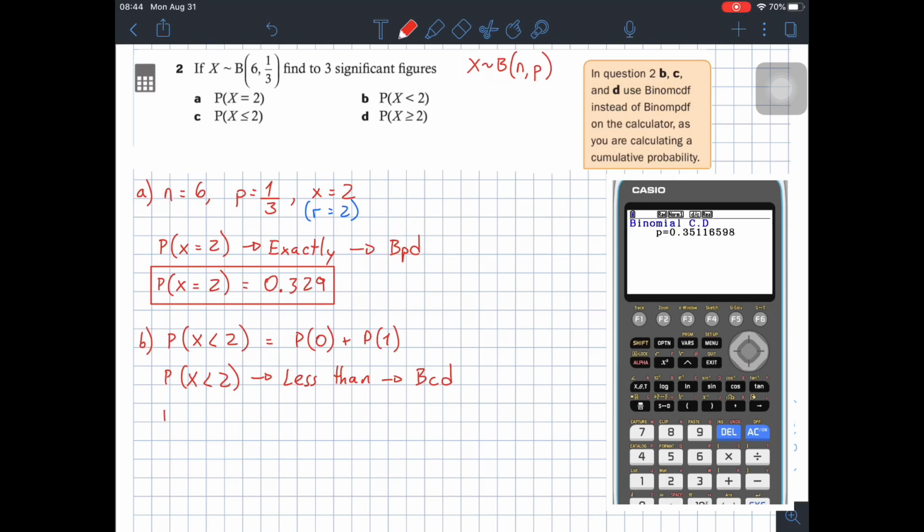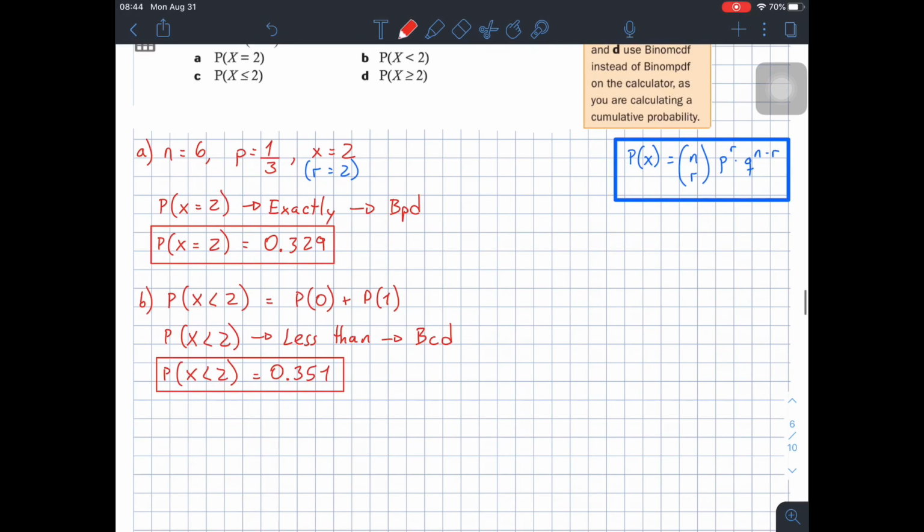So I'm going to write this. Probability of x being less than 2 is equal to 0.351. This is correct to 3 significant figures. Okay? You can try, if you want, to calculate each of this independently, and then add them both, and you'll see that you're going to get the same result.